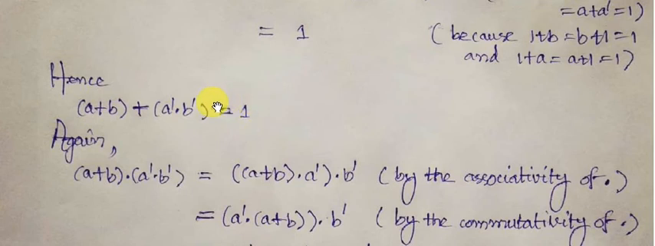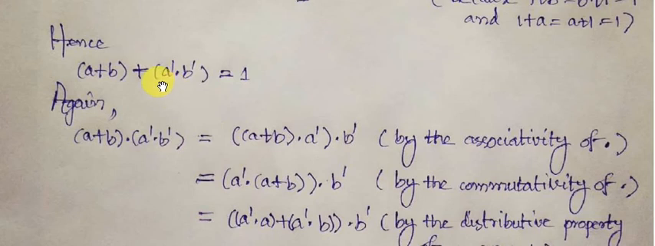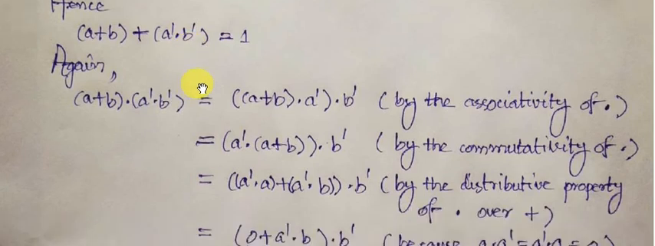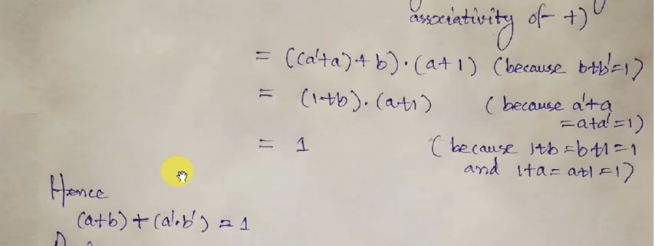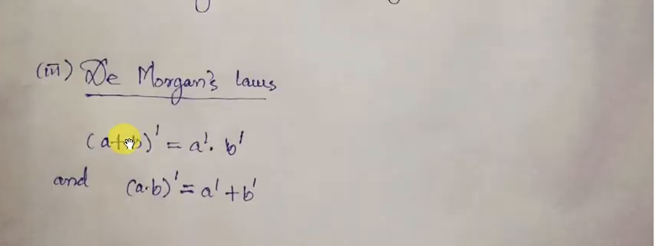And we also know that the complement element of an element in a Boolean algebra is unique. So what can we conclude from these two? We can conclude that a complement into b complement is the complement element of a + b. That means (a + b) whole complement is equal to a complement into b complement.